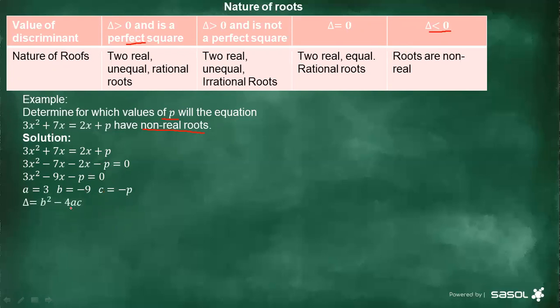And then from there you write the formula for the delta, you substitute and simplify it, and then you have 81 plus 12p. But because delta is less than 0, you just put delta there, and then from there you transpose, you solve for the value of p, you simplify, and then p is less than minus 3 over 2. That is the value of p. All right.